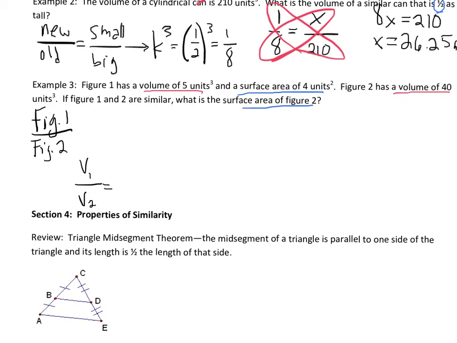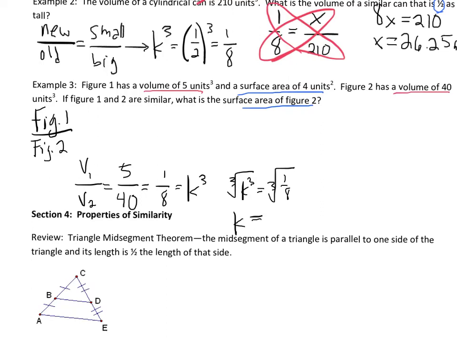So the volume of 1 is 5, the volume of 2 is 40. I can simplify that down. 5 goes into 40 8 times, so 1/8. And that is k cubed. And so from that, I can do the cube root. So if I do cube root of k cubed equals cube root of 1/8, I can get k equals, well, cube root of 1 is just 1. And then you can plug this in your calculator, or you can just think, what cubed equals 8? I think 2 times 2 is 4 times 2 is 8. So I know that k is just 1/2.